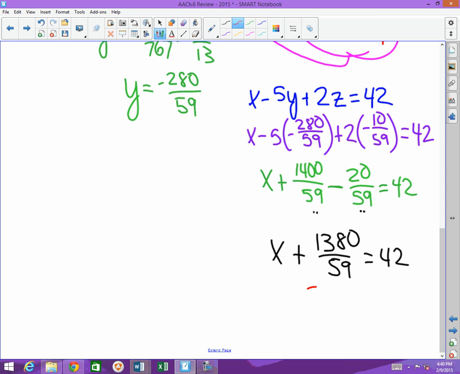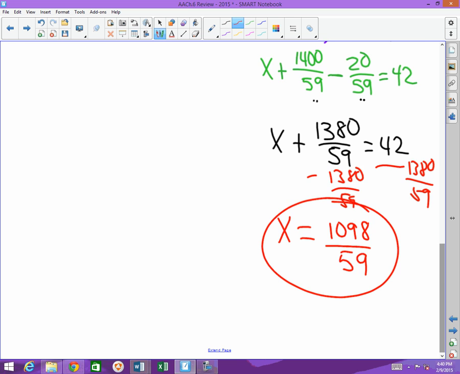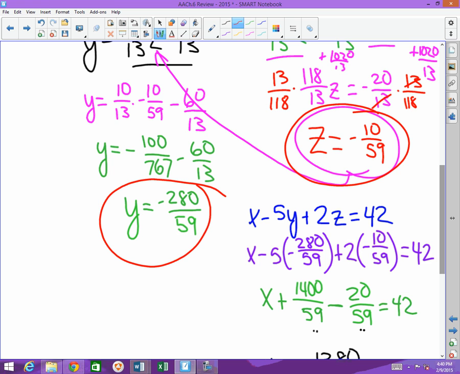is going to be, because we got to subtract 1380 over 59. And so then x is going to equal 1098 over 59. So x is that, y is this, and z is that.